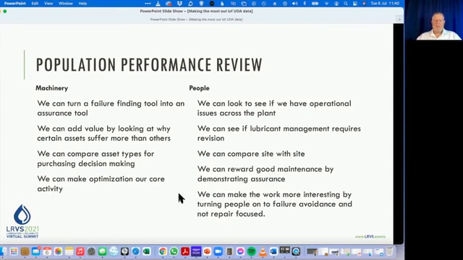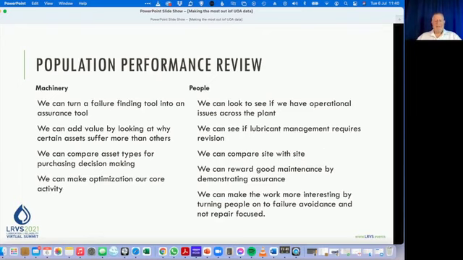And we can make optimization our core activity when looking at maintenance, as opposed to being repair focused, which affects the people as well, because we can look to see if we've got operational issues across the plant and compare plant with plant, as it were. And we can see if lubrication management requires revision. Is oil cleanliness or the oil stores or the way we deal with lubricants somehow impacting upon the reliability of lubricated systems? We can then go further if we have a multi-site organisation and compare site with site, and then try and drill down and understand why some sites fare better than others.